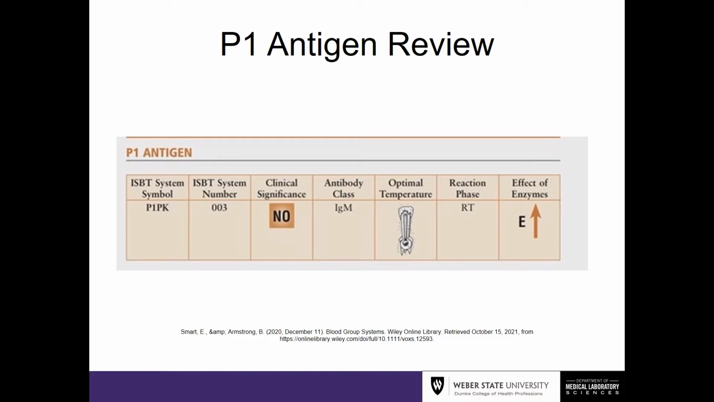Antibody class is IgM. Optimal temperature is room temp, and even down to 4 degrees Celsius. Again, it likes it super cold. And then the reactivity of the antibodies can be enhanced with enzymes.